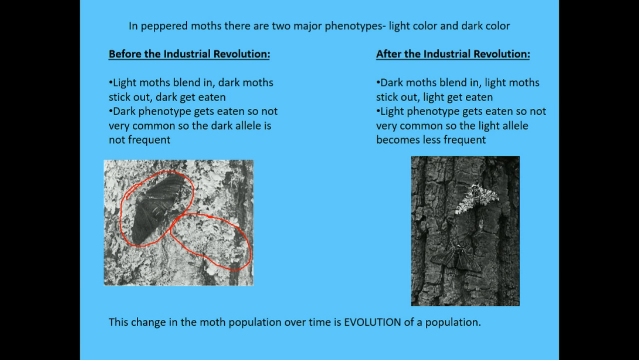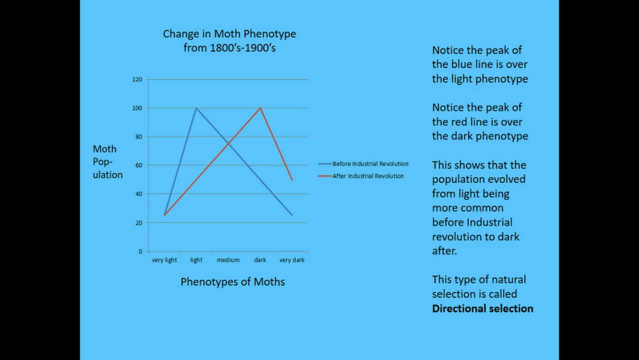Well, then the Industrial Revolution happened. You get a lot of smog, smut, and trees become covered. So now you still have the same dark and light moths, but the light moths stick out like a sore thumb. They're easier to pick off, dark moths blend in better, and so over time the amount of dark moths has increased while the amount of light moths has decreased. This shows an example of directional selection, where one extreme is favored over the others. So it shifts from light to dark in most cases.